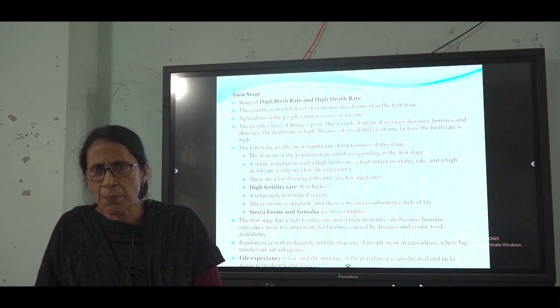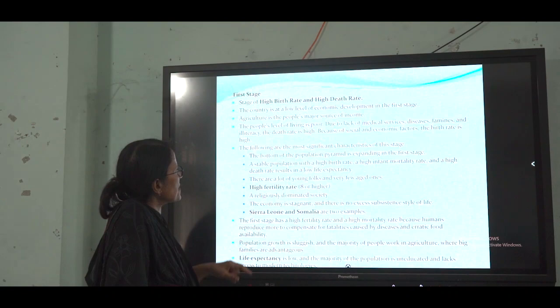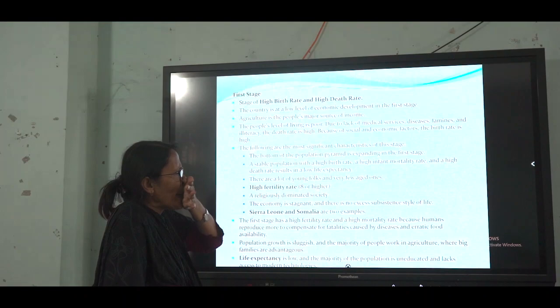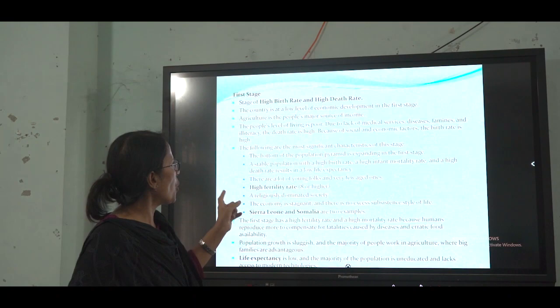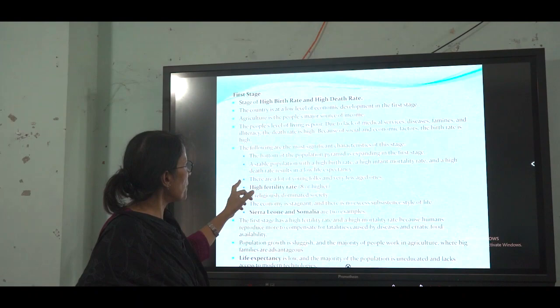So the following are the most significant characteristics of this stage. The bottom of the population pyramid, it is again a different chapter, but yet you can do a lot of work by preparing the pyramid for different developing countries of the world. So the bottom of the population pyramid is expanding in the first stage.